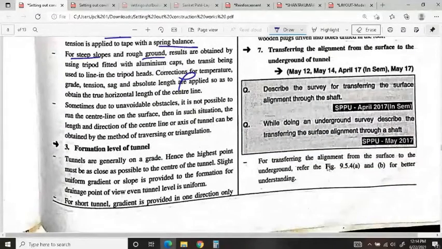Sometimes due to unavoidable obstructions, it is not possible to run the center line on the surface. In this situation, the length and the direction of the center line or axis of the tunnel can be obtained by the method of traversing or triangulation.